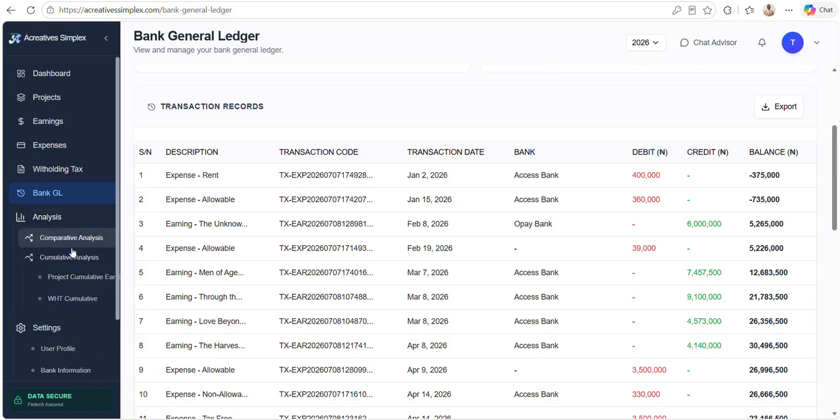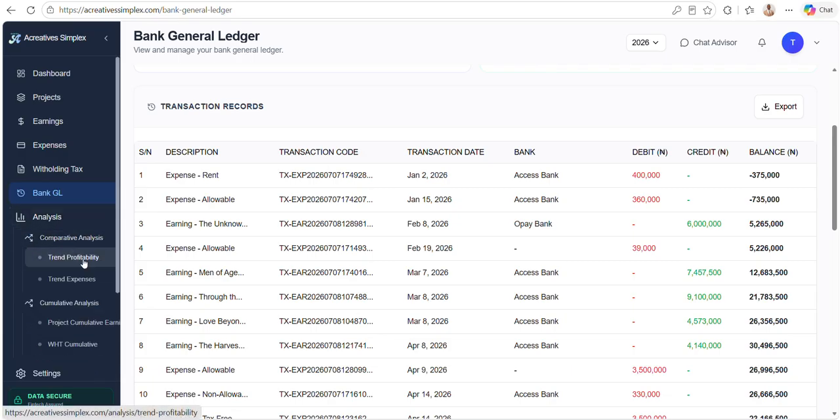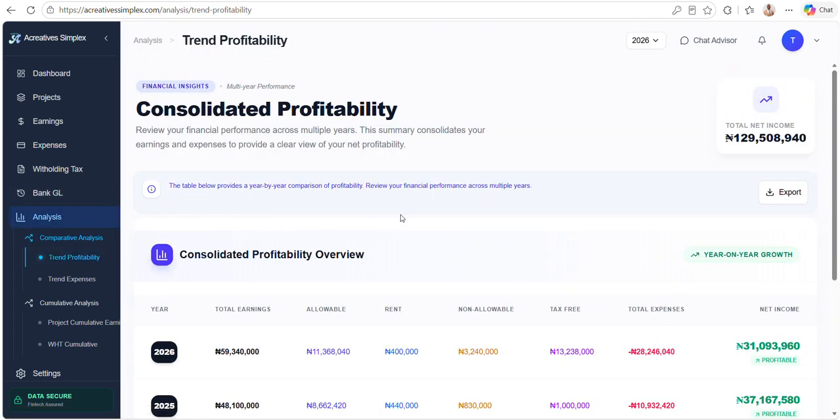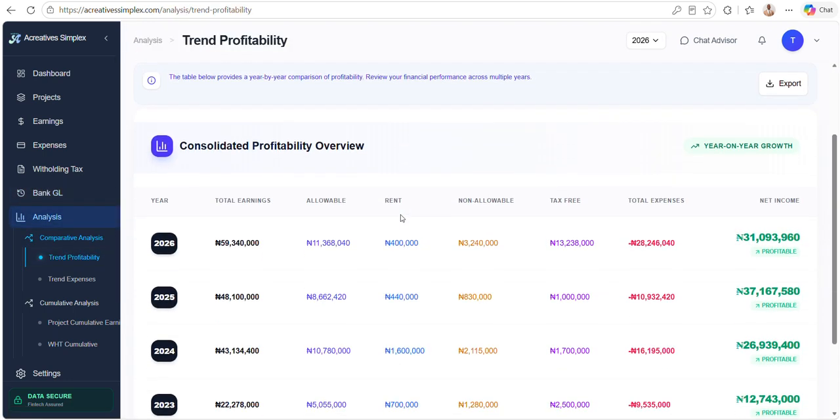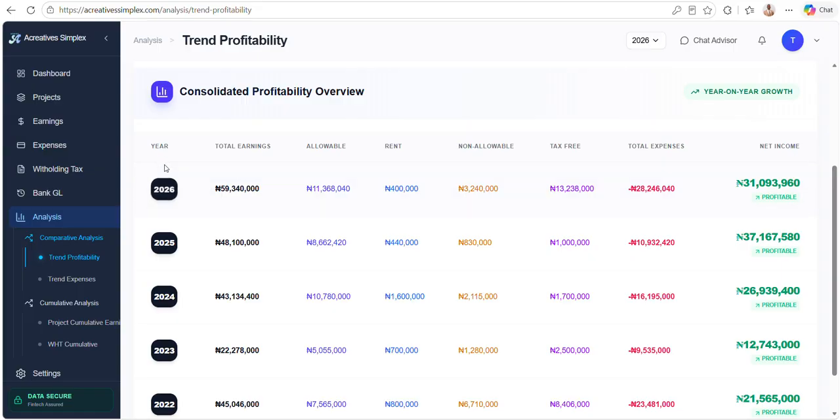Look, we have a comparative analysis. Comparative analysis tells us about our profitability trend for each of those years. Look at this, so we can compare. It's an analysis that compares how much our earnings were in 2026 and 2025. Look at it, so we made more earnings in 2026.